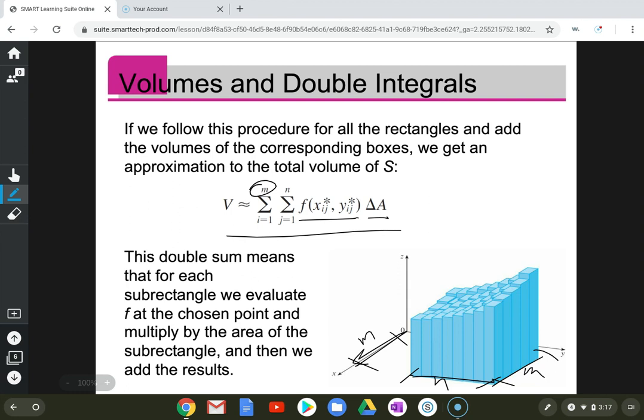And so we take the sum, counter goes from 1 to n for all of our rectangles in the y direction. Sum, counter goes from 1 to m for all of our rectangles in the x direction. Take all of those rectangles, take their area times the height at some chosen value inside of each rectangle, add them together, and we get the volume of this shape.